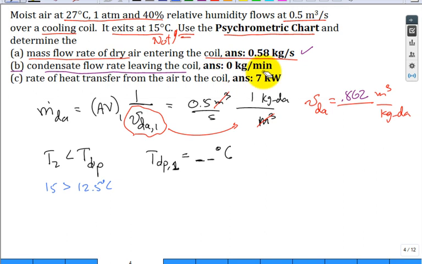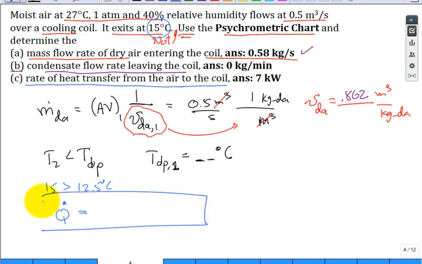All right. What is the rate of heat transfer from the air to the coil? And again, it's been cooled on the outlet to 15 degrees C. How are you going to calculate the rate of heat transfer from the air to the coil? Isn't that Q dot? How do you calculate that? It's 7 kilowatts is the answer, but how do you calculate it?